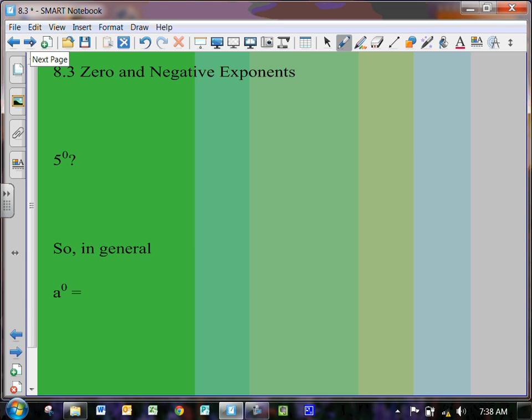So zero and negative exponents. 5 to the 0, like I said, anything to the 0 power is going to equal 1. So in general, a to the 0, whatever a is, always equals 1. It's just a general rule to make sure you know what's going on. So that's the 0 power, and it's one of those things you're going to have to memorize. So think about it, know it, make sure you've got it in your head.